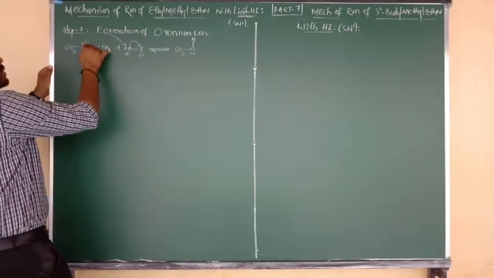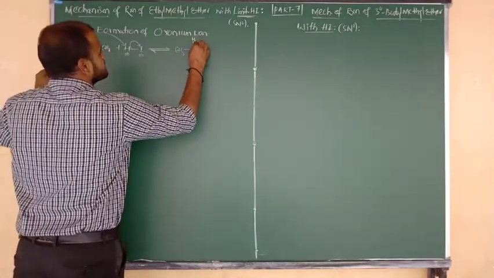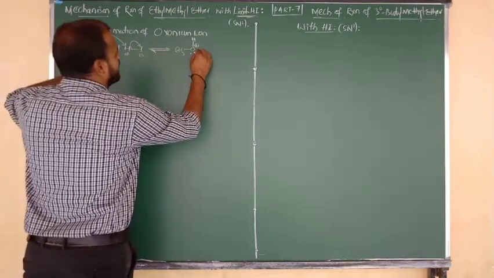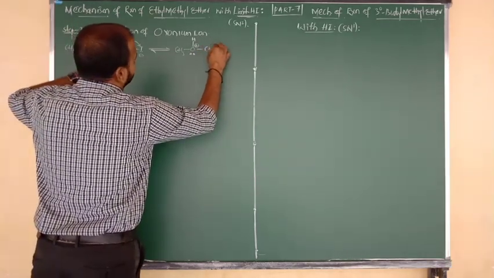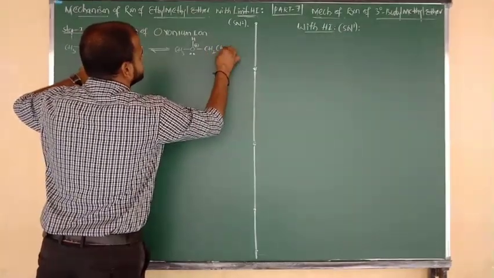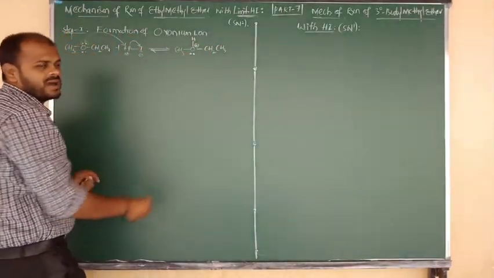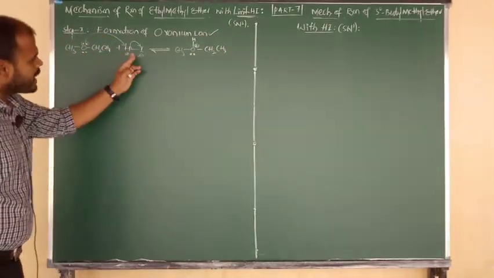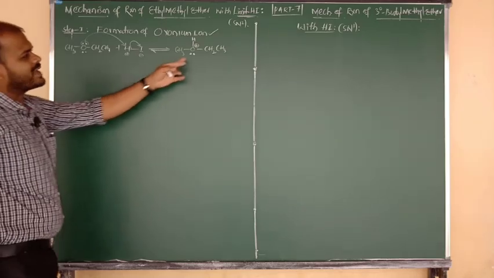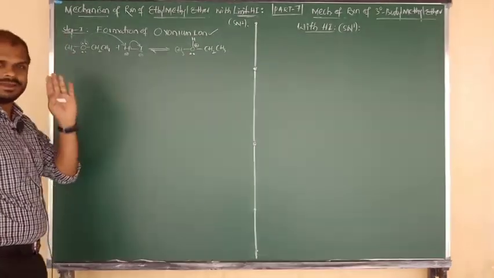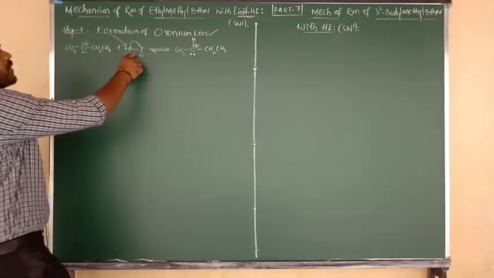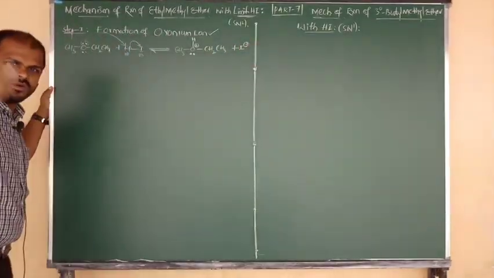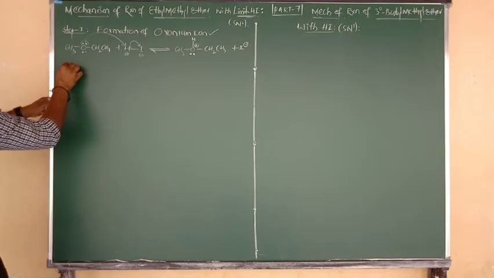After donation of the lone pair, oxygen carries a positive charge, and the other group is CH2CH3. Oxygen carries the positive charge, so this is the oxonium ion. Proton addition takes place on the ether, so this is the protonated ether. And the byproduct here is I minus. This is your step 1. Now I am going to explain step 2.